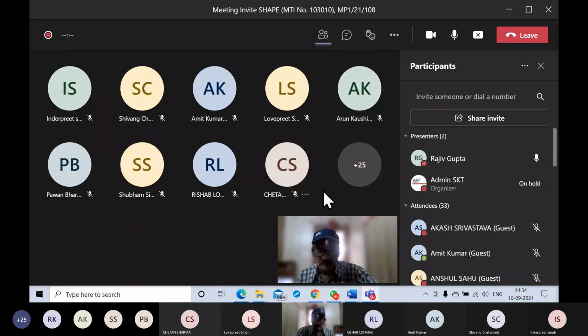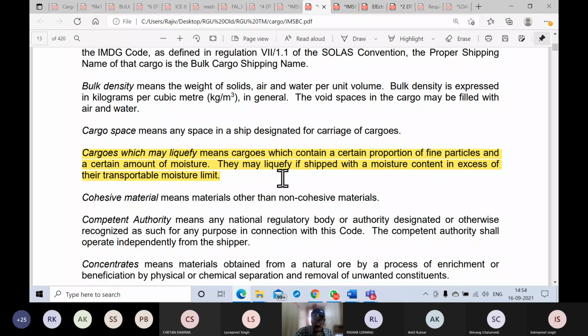Okay, I got muted because background noise is there. Should be okay now. Keep yourself muted, gentlemen. Candidates, keep yourself muted, otherwise it causes some disturbance.